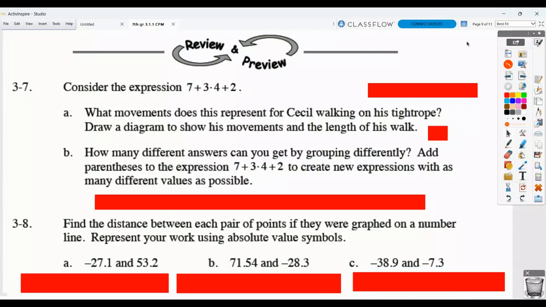This video is to allow you to correct your homework for section 3.1.1. So they want you to look at this expression, 7 plus 3 times 4 plus 2. What movements would this represent for Cecil walking on his tightrope? And then they want you to draw a diagram to show his movements and the length of his walk.